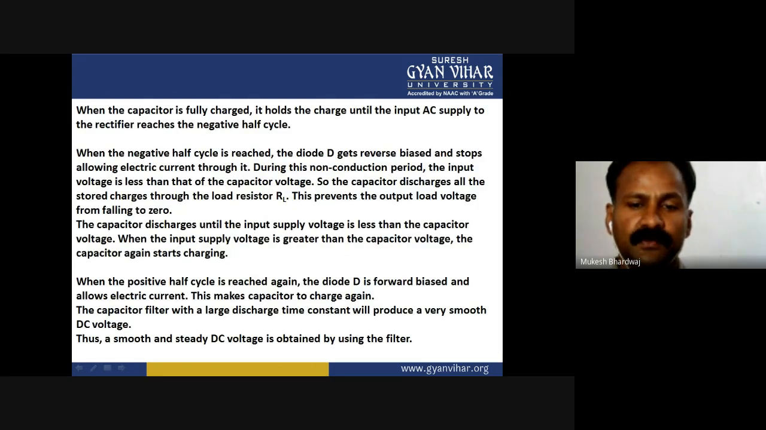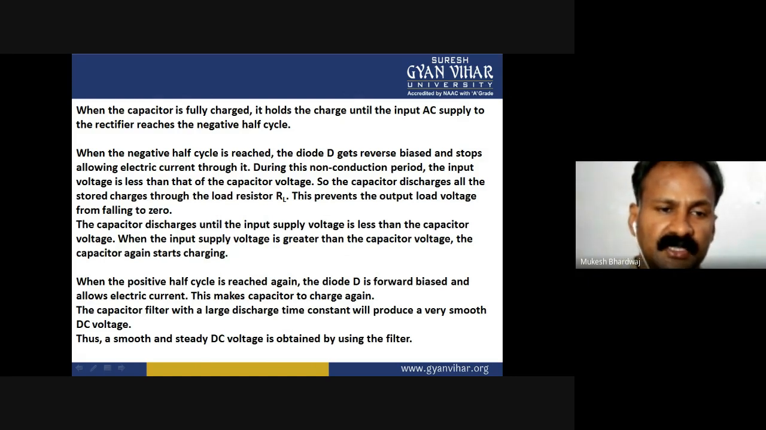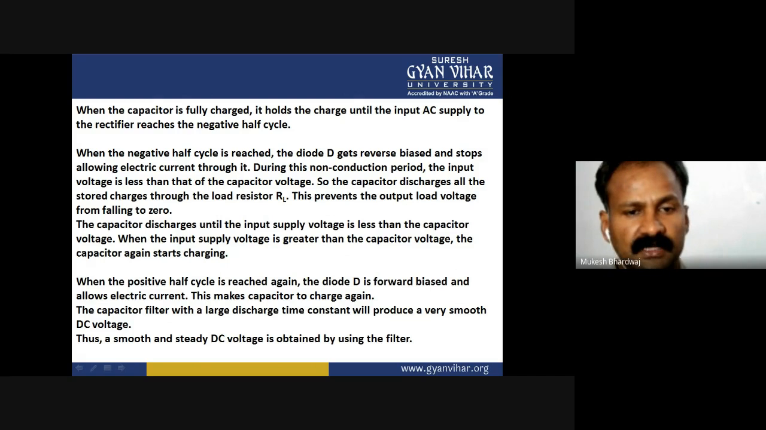When the capacitor is fully charged, it holds the charge until the input AC supply to the rectifier reaches the negative half cycle. When the negative half cycle is reached, the diode gets reverse biased and stops allowing electric current through it. During this non-conduction period, the input voltage is less than that of the capacitor voltage. So the capacitor discharges all the stored charge through the load resistance RL. This prevents the output load voltage from falling to zero.